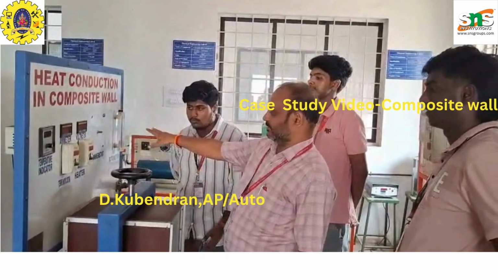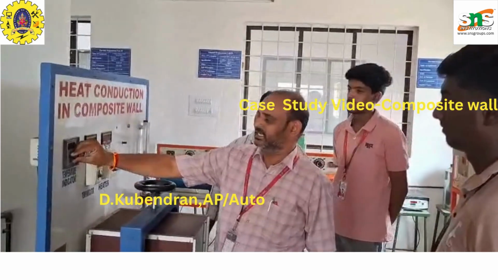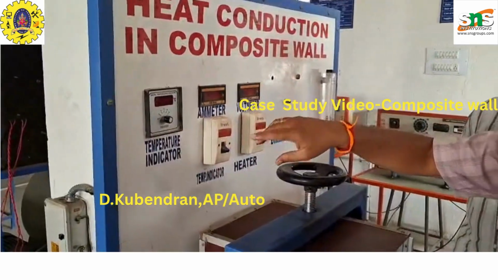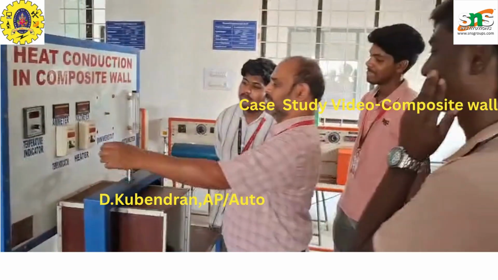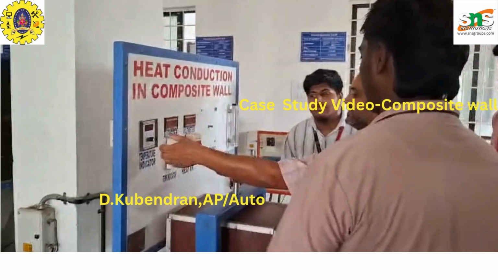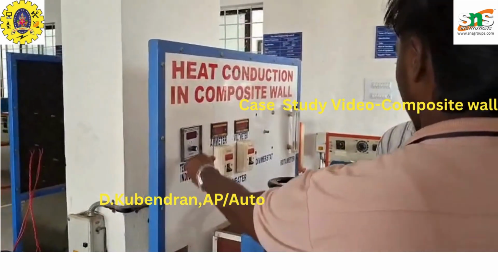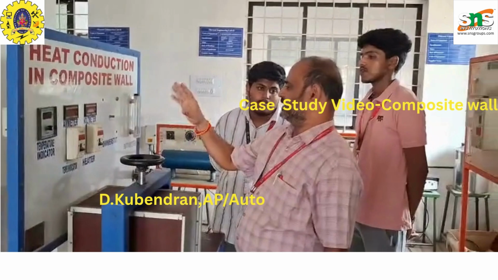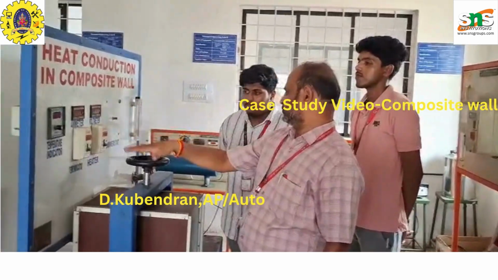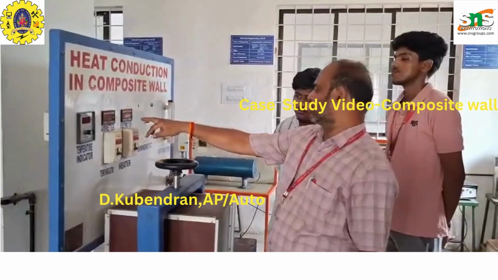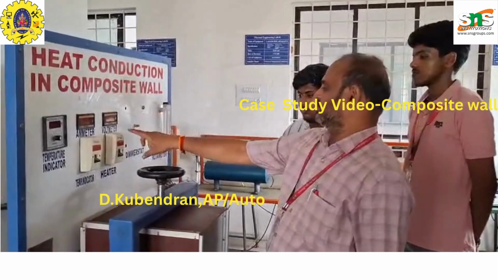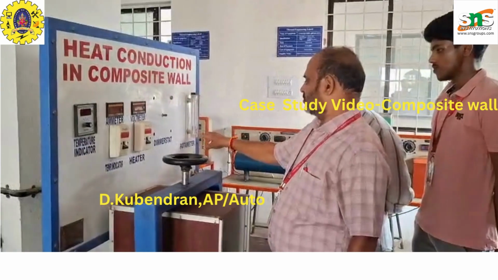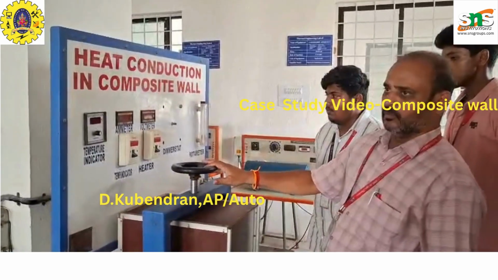In this apparatus, what elements are available? There is a temperature indicator. We can rotate the temperature dial from 0 to 6, adding 1, 2, 3, 4, 5, 6 like that. We can add heat. When heat is increased, what will happen to the temperature? And this is the ammeter. The ammeter is the current measuring equipment, showing how much current is consumed by the equipment. The voltmeter shows how much voltage is required. Here are the heater, dimmerstat, and this is the rotameter.